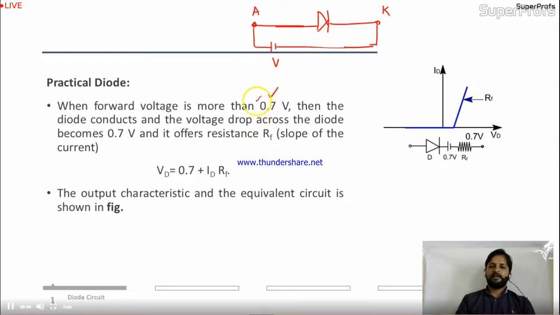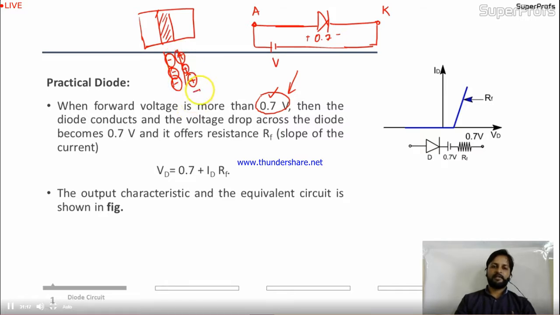So 0.7 is the diode cut-in voltage. Before 0.7 the diode will not work. After 0.7 only it will start to work. This is the barrier potential. Barrier means the depletion region in the PN junction. Because of this barrier we are getting potential. In the barrier we have an electric field, positive, positive, positive. The electric field will work like this, so this will oppose the applied voltage. So this is a kind of barrier potential.